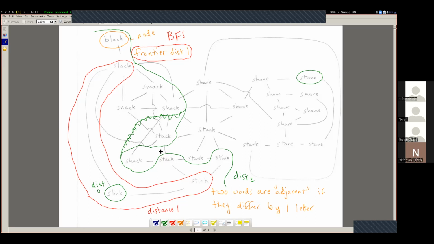Is it seeming relatively straightforward so far? Question is, why is shuck right here? So shuck, my intention here is that shuck is not contained in the frontier. That the squiggly line includes stink, excludes stunk, includes stunk, excludes shuck, includes all of these.